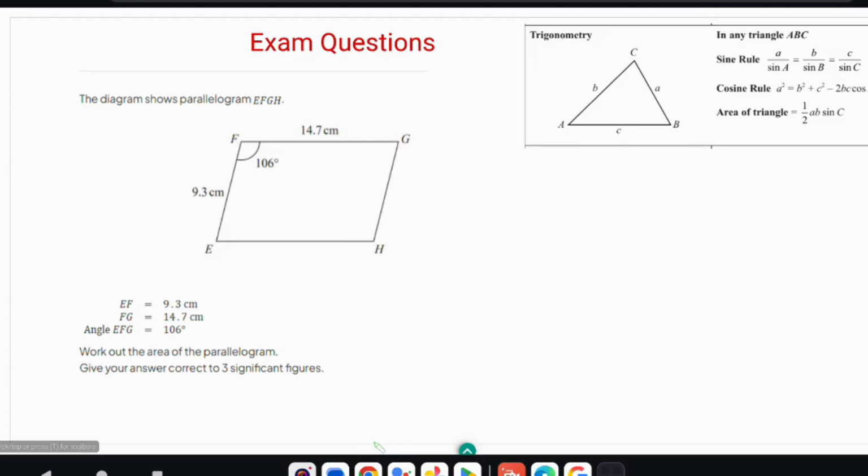Ooh, right, don't have a triangle this time. Diagram shows a parallelogram. Work out the area of the parallelogram. Well, I've just noticed if I split it here, I have 2 identical triangles as well. They have the same area. So let me get the area of this one using my area of a triangle. So that's got to be big A.